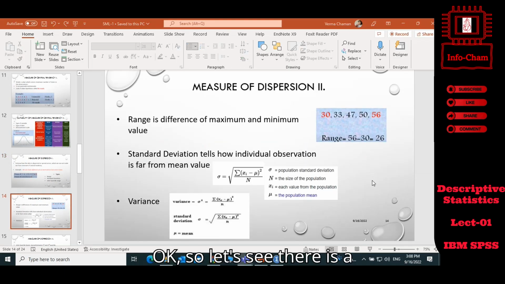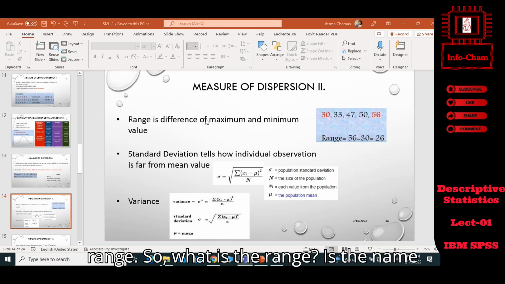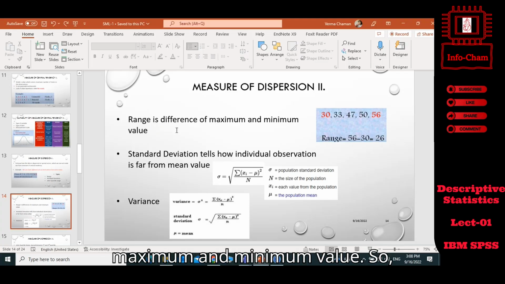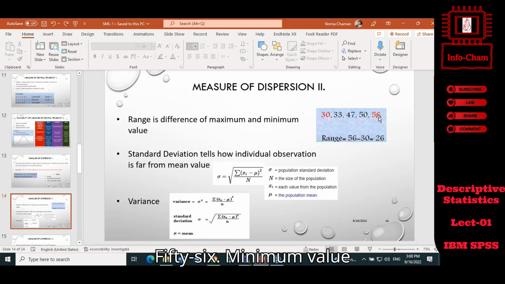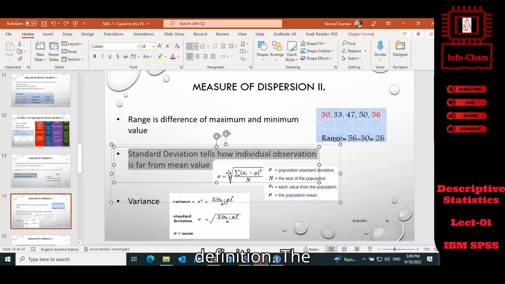Okay, so let's see the range. So what is the range? As the name shows, it is the difference between the maximum and minimum value. So see this data. What is the maximum value? 56. Minimum value 30. Difference is 26. This is the range. Standard deviation will tell us how far an individual observation is from the mean value. I put in the definition.